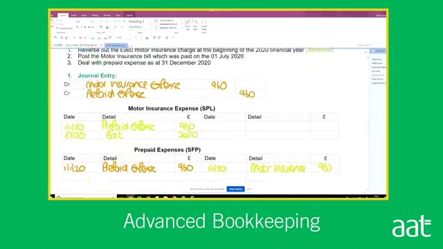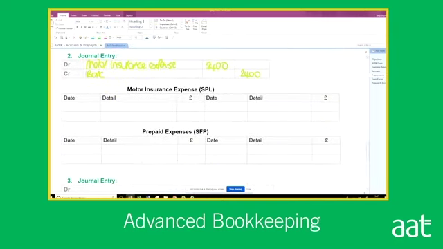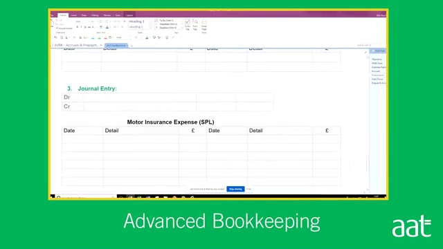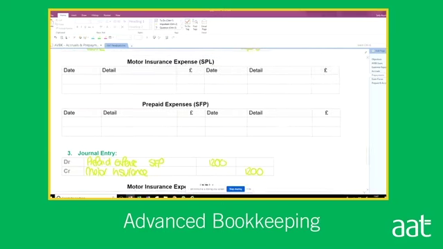So my journal entry therefore will be, and I'll just go down here, is I'm going to debit the prepaid expense because obviously it's an asset because we've paid it in advance in the statement of financial position. So that's the 1,200. And then I'm going to credit the motor insurance for 1,200. So all I'm going to do now is post that into my journal entry.